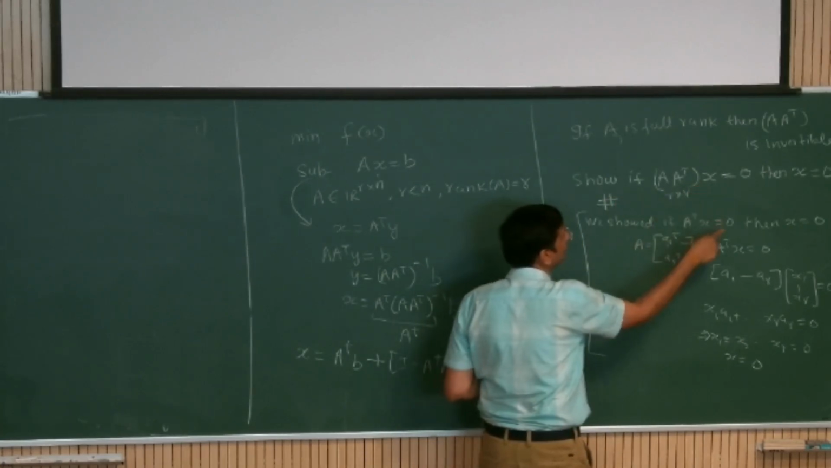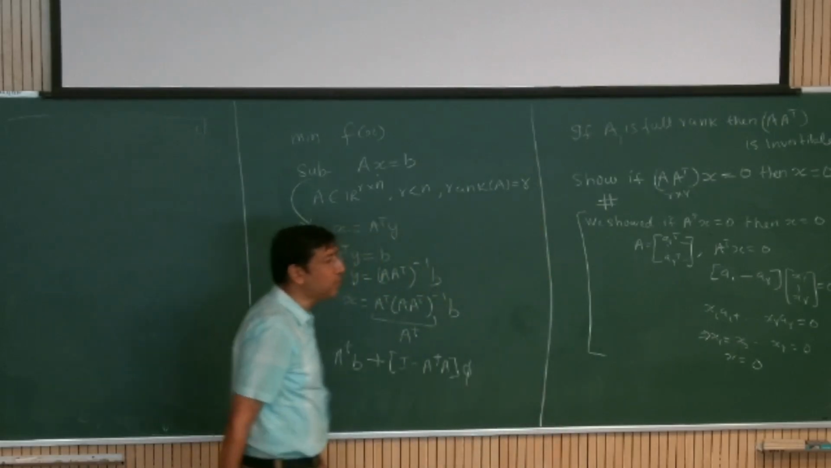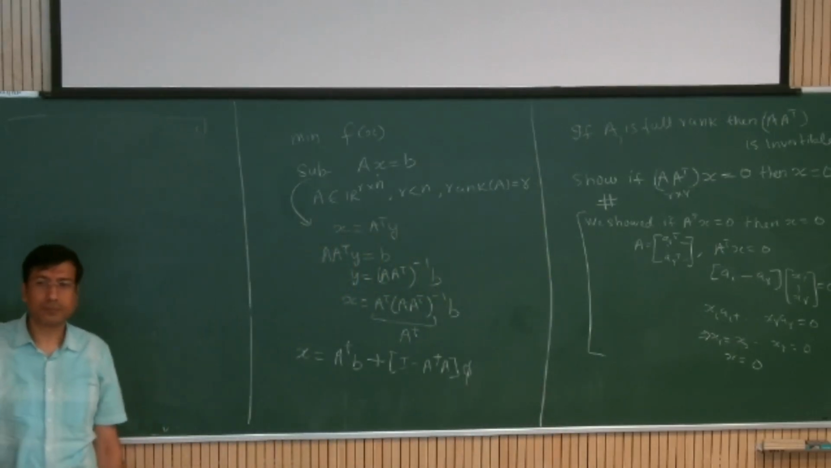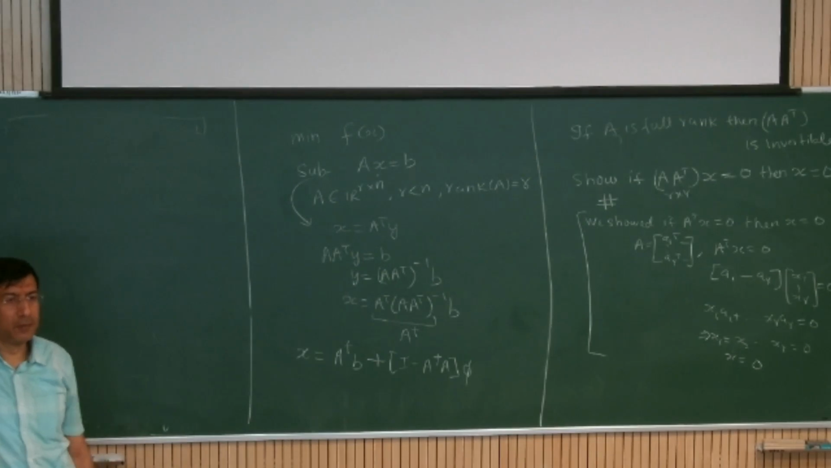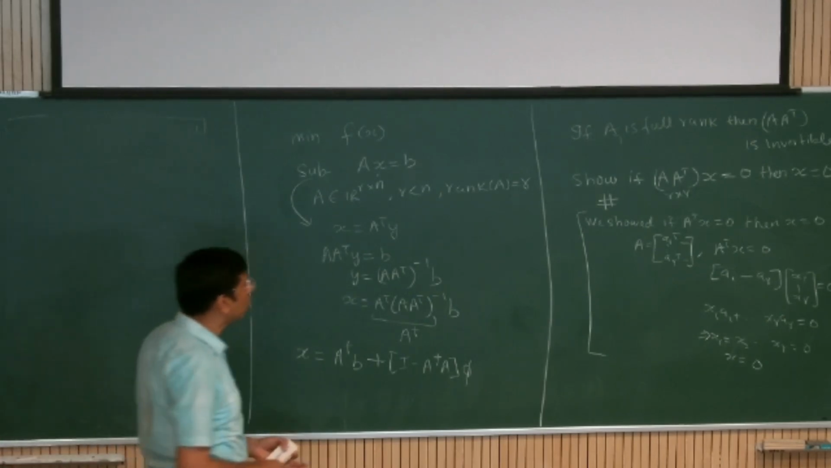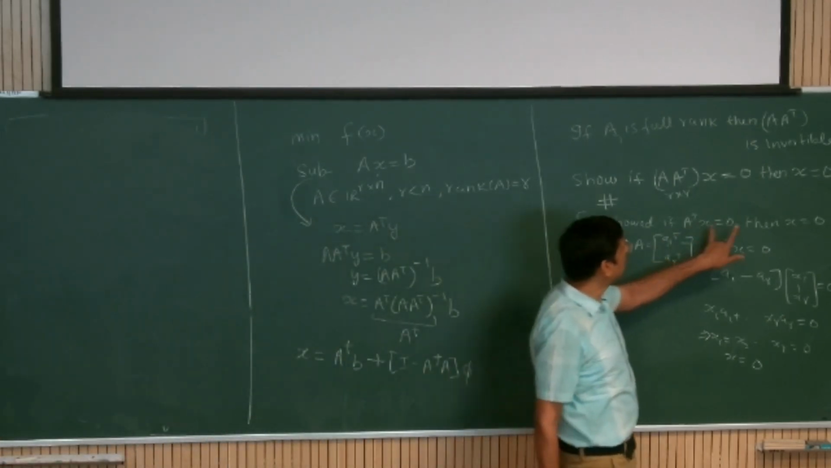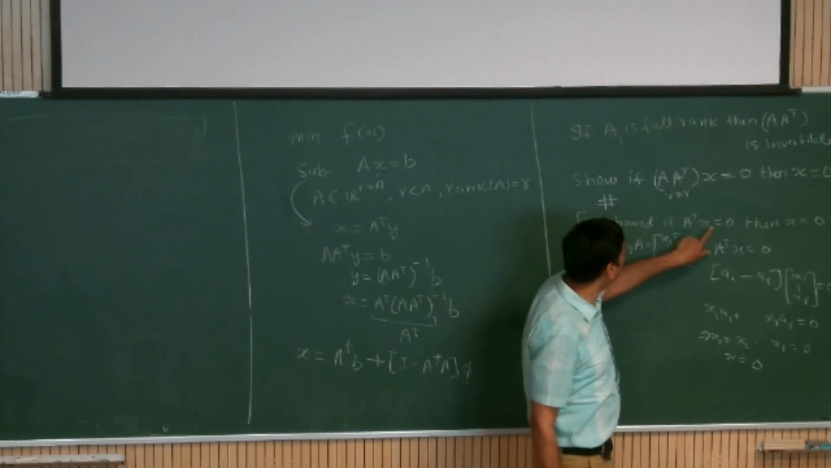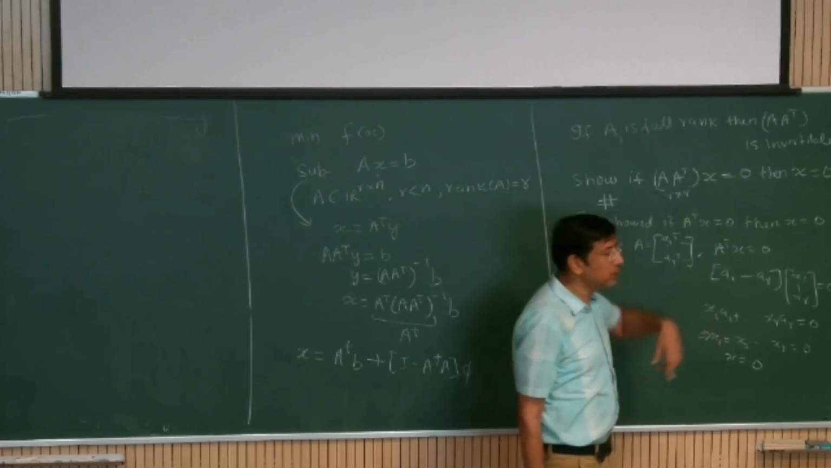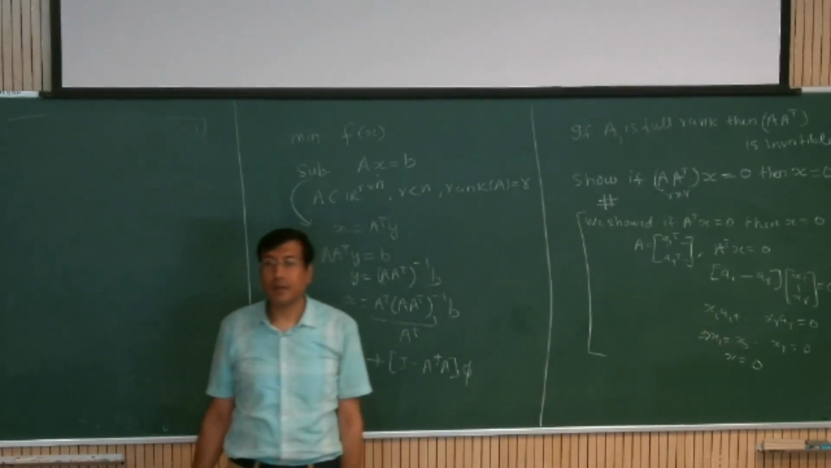How did I go from this to this? How should I go? Tell me. Are you getting the problem? That we had to show A A transpose X equal to 0, then X is equal to 0. Instead, we just showed that A transpose X is equal to 0, then X is equal to 0. How do I go to this step when you have shown this?